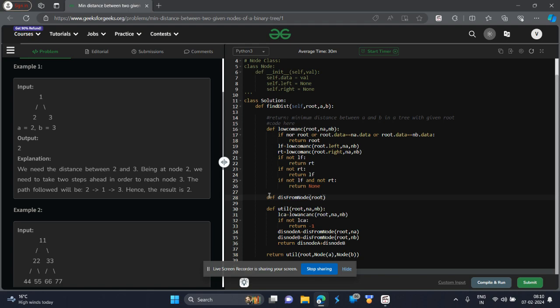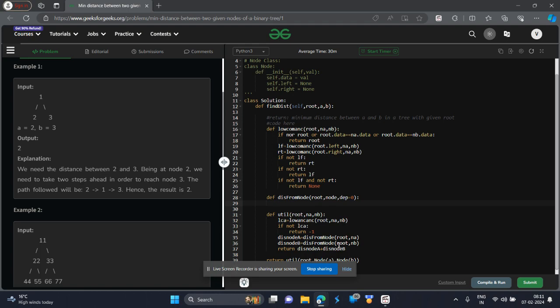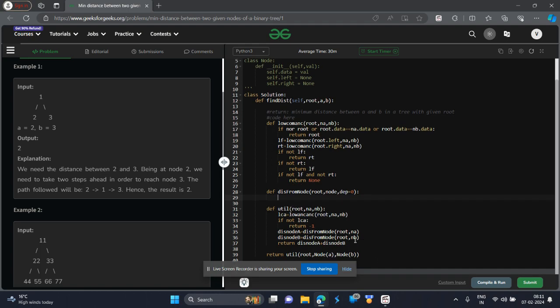Here, in the parameters we pass two values, root and a particular node of which we need to find the distance. So we'll just stick to node and not node A and node B. But there will be a runtime argument, depth. How can you know the distance between root and this particular node? You'll need something, so I passed a runtime argument, depth. Depth is the number of steps you need to take to reach root from this particular node, whether it is node A or node B.